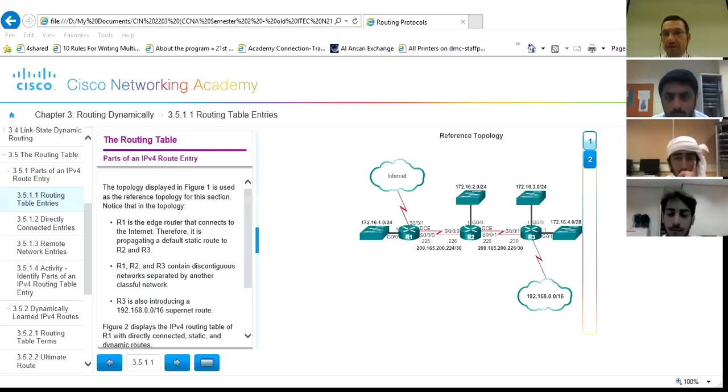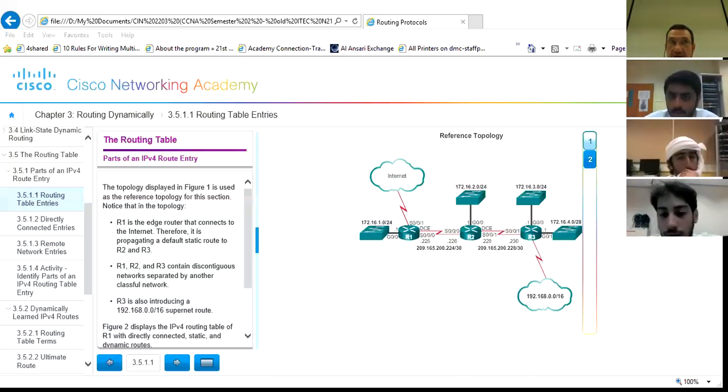So looking at this diagram in front of us, this is just a topology. It could be anything. It's just a reference topology we're having a look at. Now look at R1 here. R1 connects to the internet. So what do you think, Muhammad? R1, R2, and R3: which one will have the default route to the internet? R2 will be connected through a static route in order to connect to the internet. That will be configured in R1.